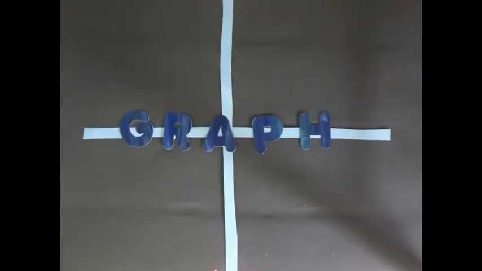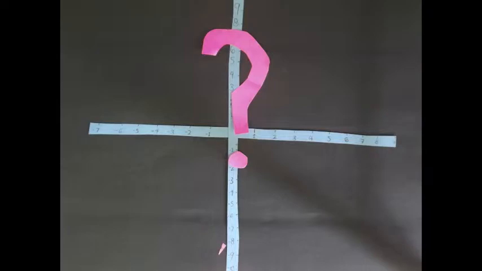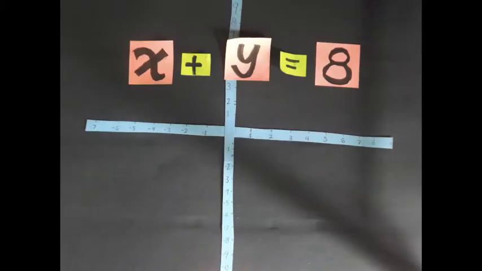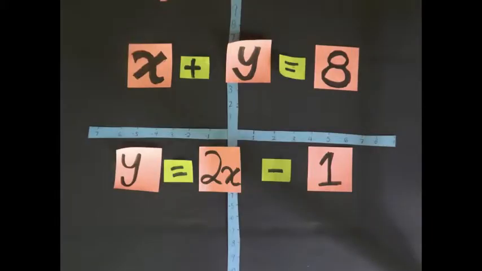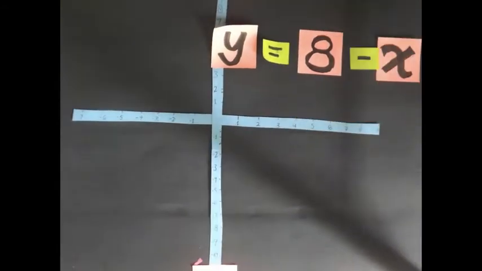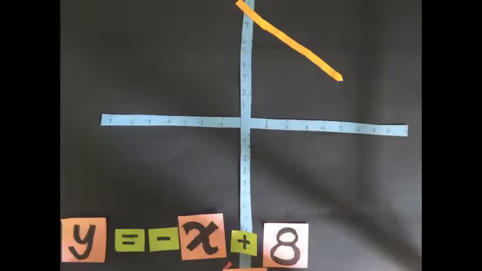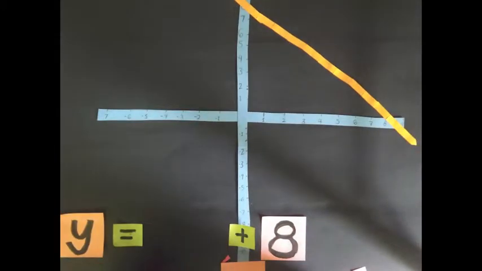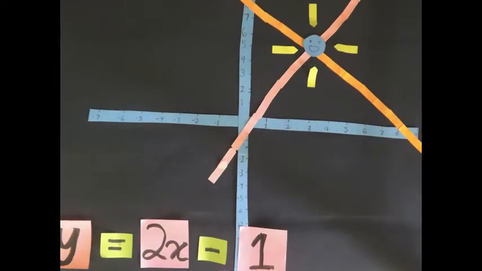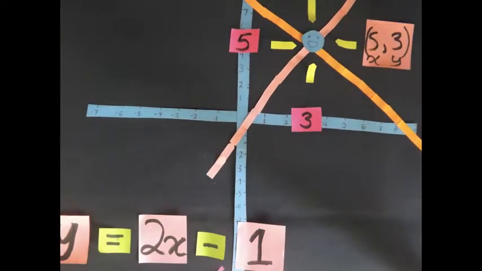You can graph it, but how exactly are we supposed to do that? Well, here is an example equation. You have x plus y equals 8 and y equals 2x minus 1. Now you have to isolate the variable, making it a negative, and now your equation is y equals negative x plus 8. Graphing it looks like that. Now, using your other equation, you graph it, and the point of intersection, which is 5, 3, is your solution.